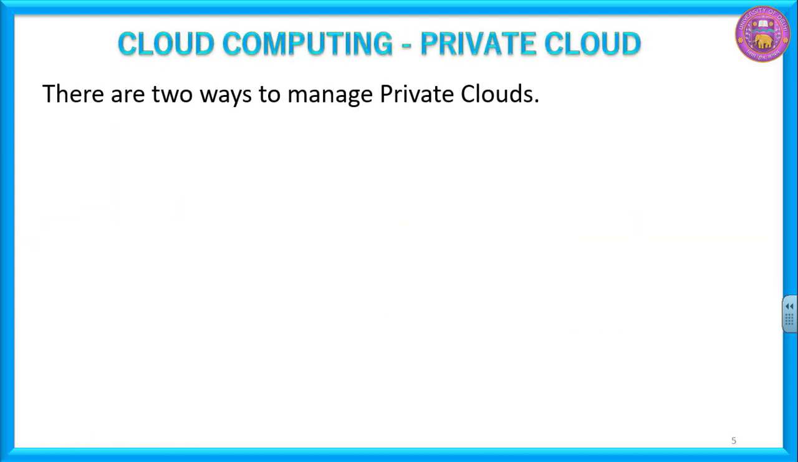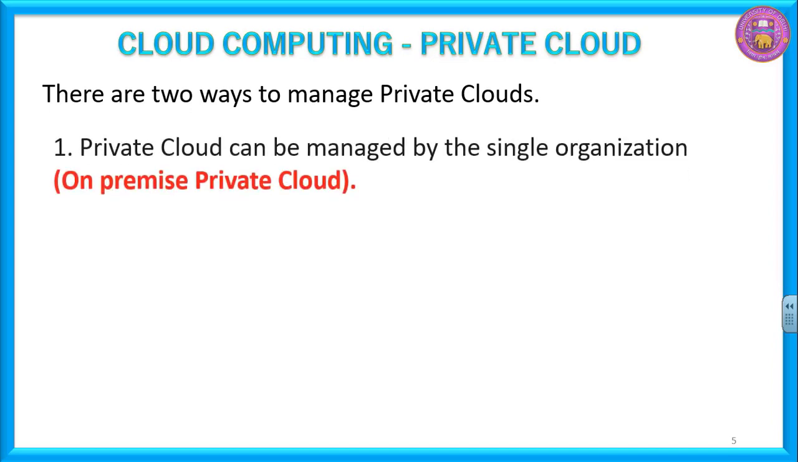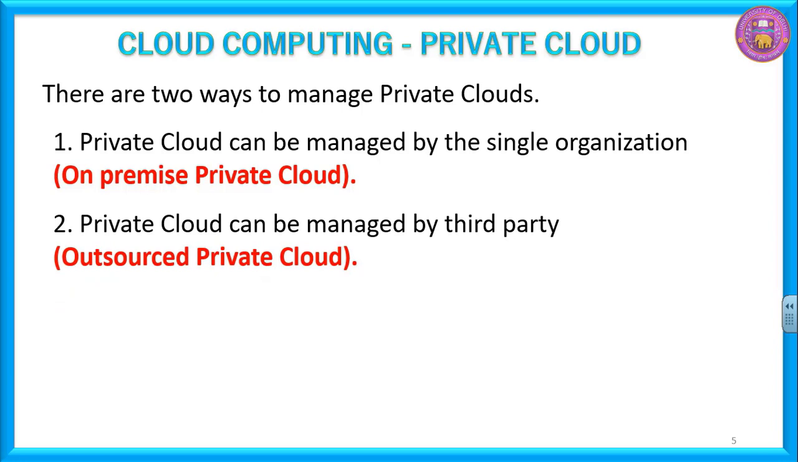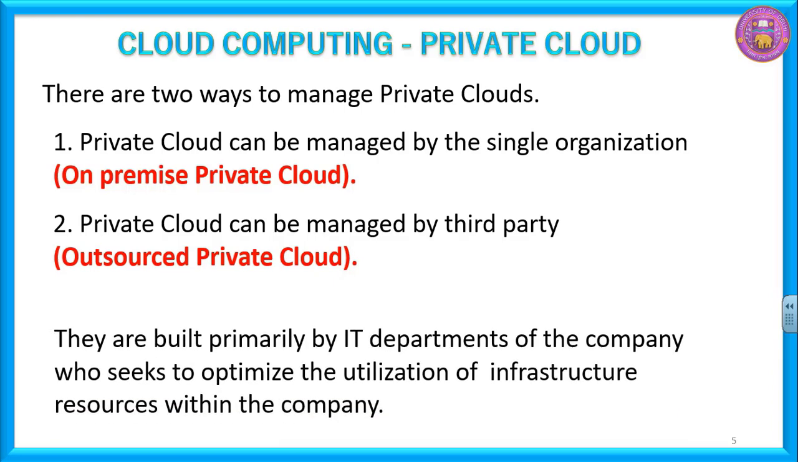There are two ways to manage private clouds. The first one, private cloud can be managed by the single organization, that is on-premise private cloud. Second, private cloud can be managed by third party, that is outsourced private cloud. They are built primarily by IT departments of the company who seek to optimize the utilization of infrastructure resources within the company. Here we are talking about on-premise private cloud.